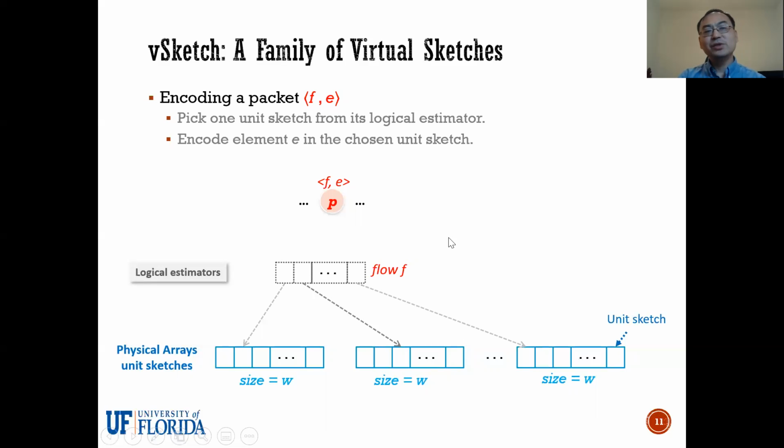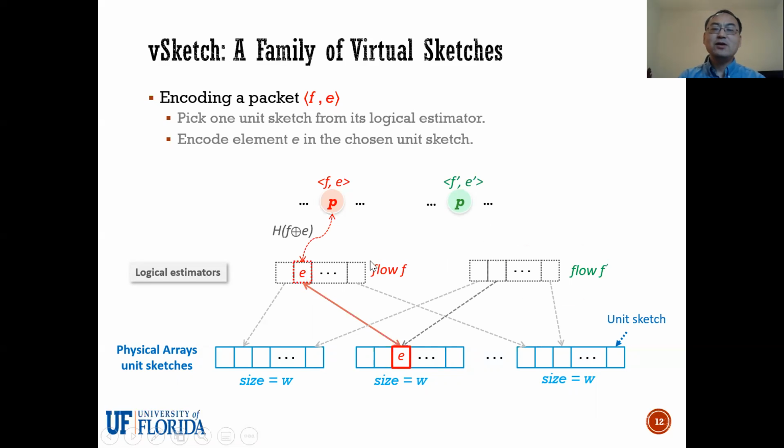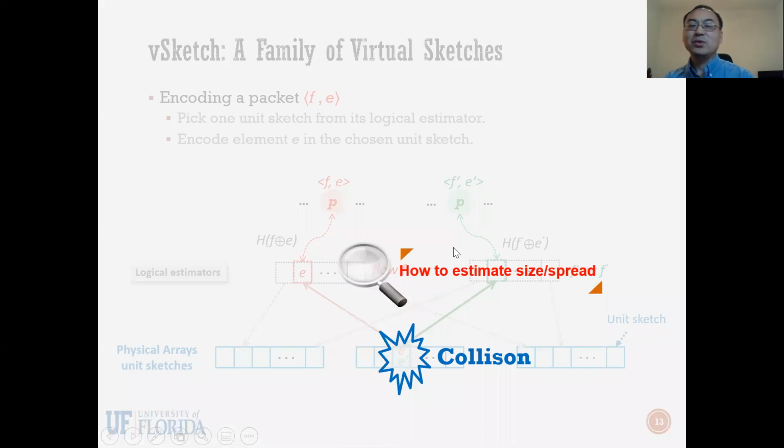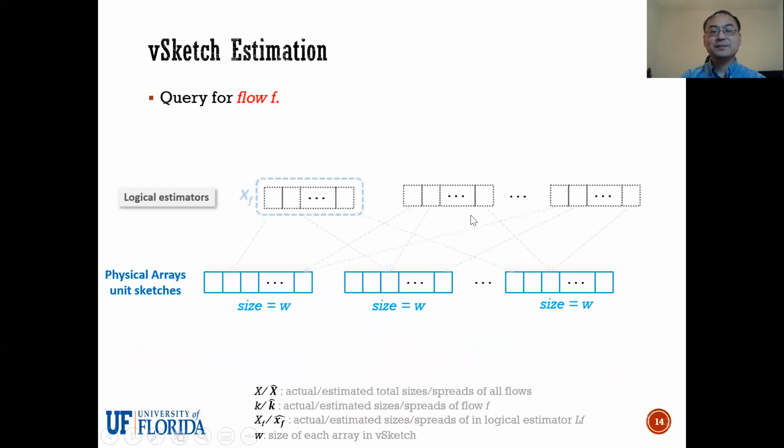So when we try to record a packet, we're going to hash this packet to 1 unit sketch in the logical estimator of the flow. And that unit sketch is taken from the physical array. So the actual recording happens there. Because 2 flows may share a unit sketch, they will record the information to the same place, and that introduces noise to each other, and we have to remove the noise when we estimate the size and the spread of these two flows.